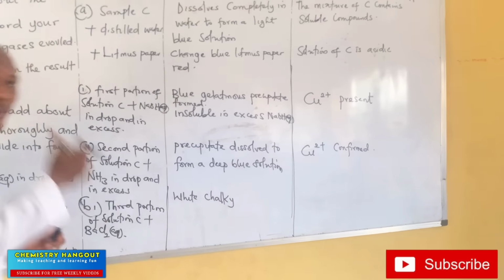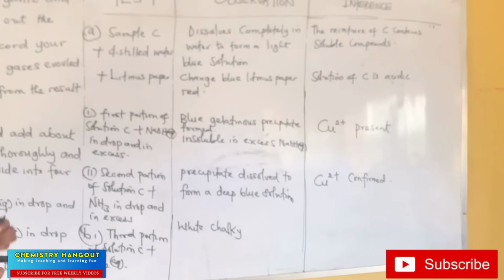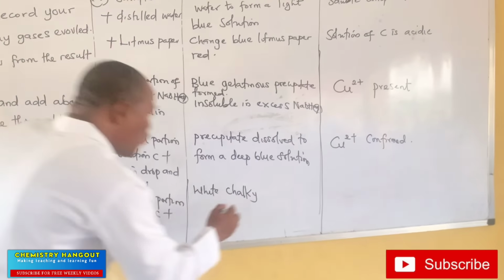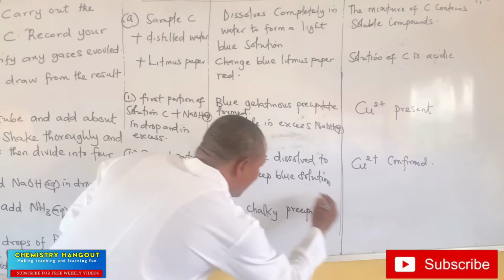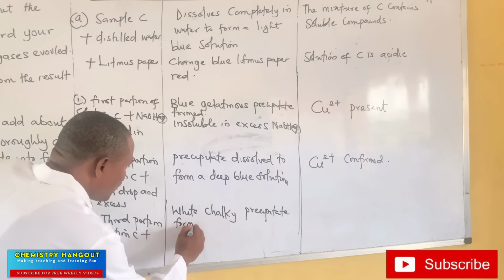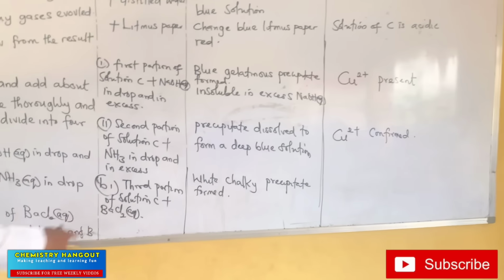So let's record: at the addition of barium chloride, we can say a white chalky precipitate formed, because it's not a pure white like that. So we can say white chalky precipitate formed.